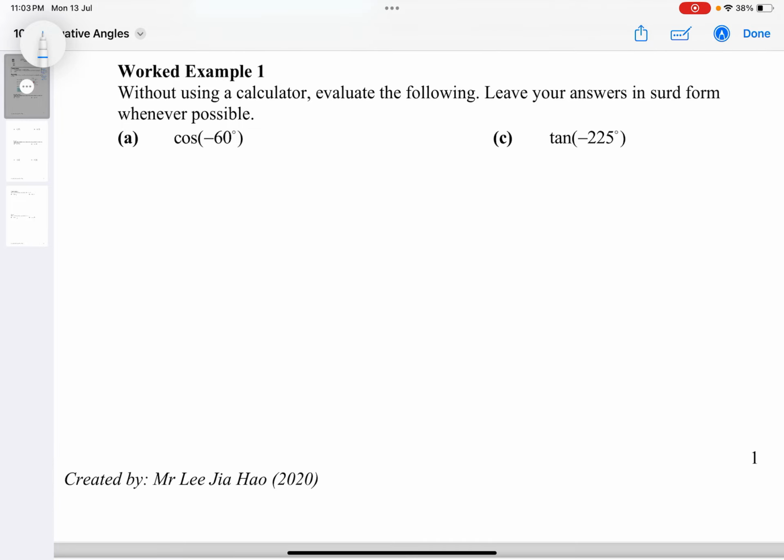Let's look at worked example 1. Here they say without using the calculator, which means you need to show your relevant working. But you can actually use a calculator to check your final answer. First we start with cosine negative 60. Let's visualize it by drawing that out. This is 0, negative 90, negative 180, negative 270. So negative 60 will be from 0 to negative 90 degrees, somewhere here.